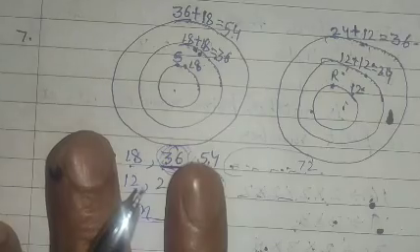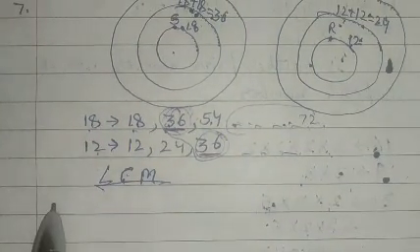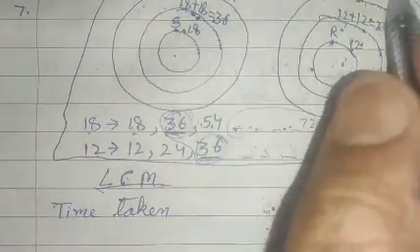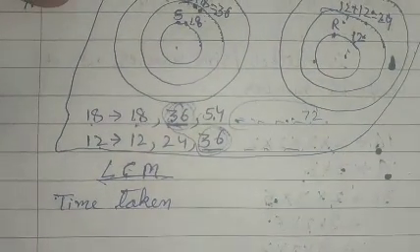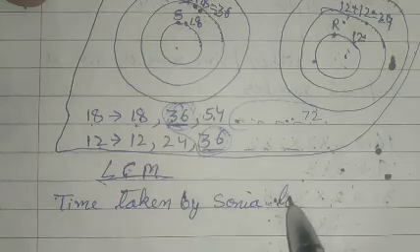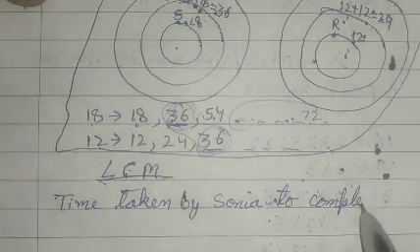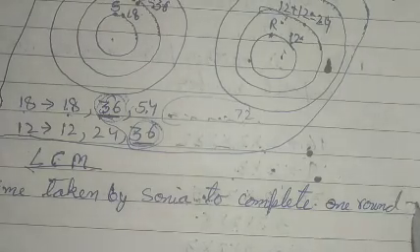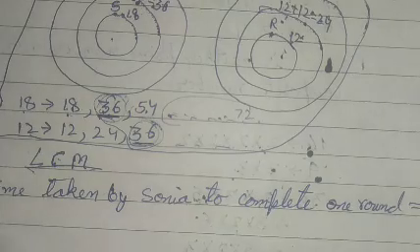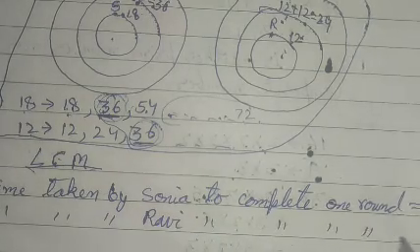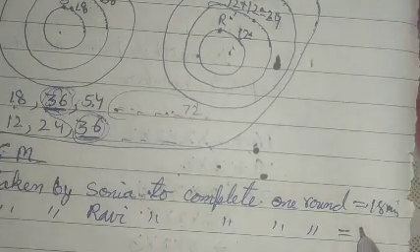So what will you do? Then you can write in simple language that time taken. Now this was rough work. This you don't have to do in your copy. Now time taken by Sonia to complete one round, that was 18 minutes. And time taken by Ravi to complete one round, and that was how much? 12 minutes.